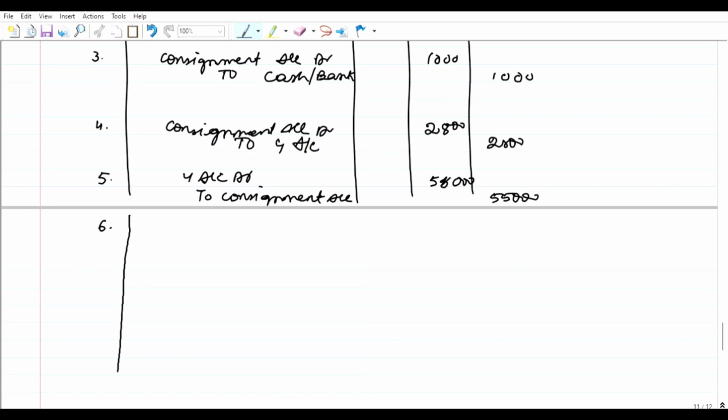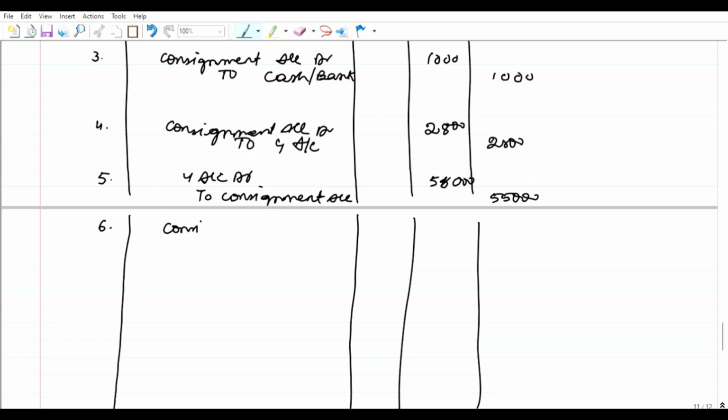So next one, the sixth entry is for what? The sixth entry is, as he has sold the goods, we have to calculate the commission payable, for which we have to make the consignee a creditor. Consignment is for the expenditure on the consignment business, so it is debited to the consignment account. Consignment account debit to consignee account.